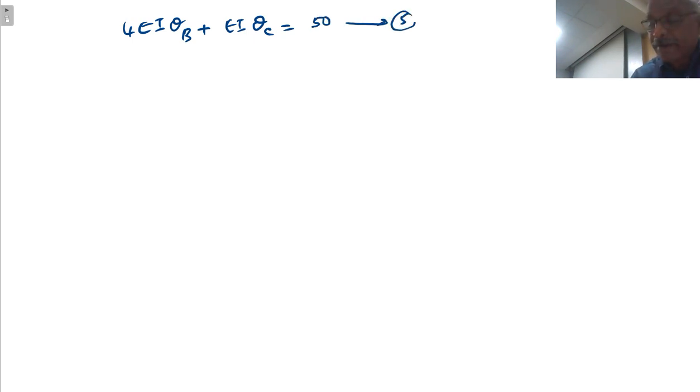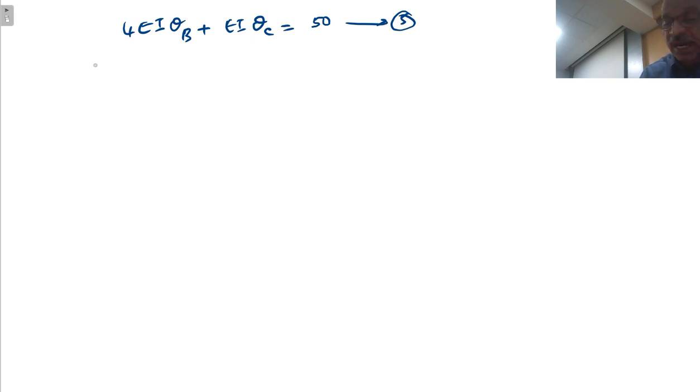Now on simplification, I will give only the simplified equation. When you simplify everything, you will find 4EIθB plus EIθC equal to 50. So this is equation number 5.